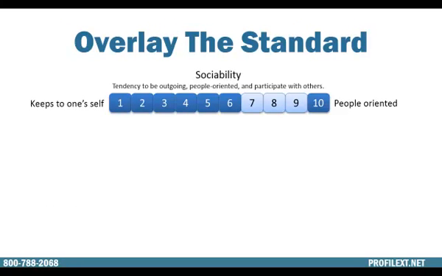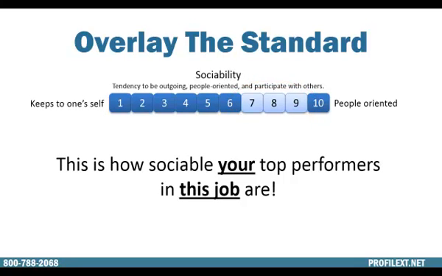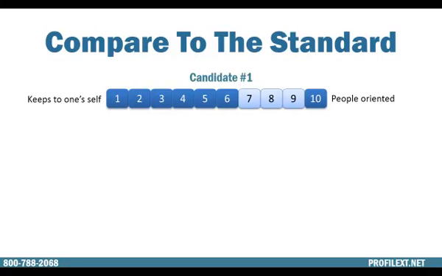And then we overlay the standard onto this. So if we've decided to use our top performers as our standard, or an industry standard or job descriptions, wherever we're going to get this, we would overlay that onto the scale of 1 to 10 in this example. And so we know that our top performers score in the range of 7, 8, or 9 compared to the population of the United States. So this shows you exactly how sociable your top performers in this job are. It's a very specific standard we're going to use.